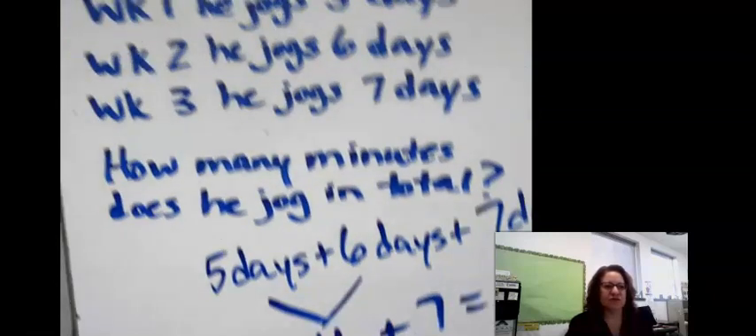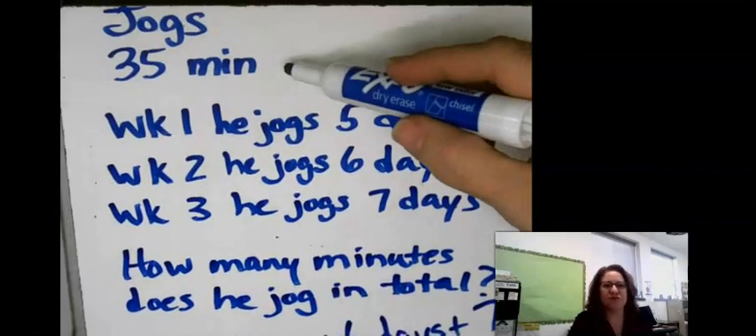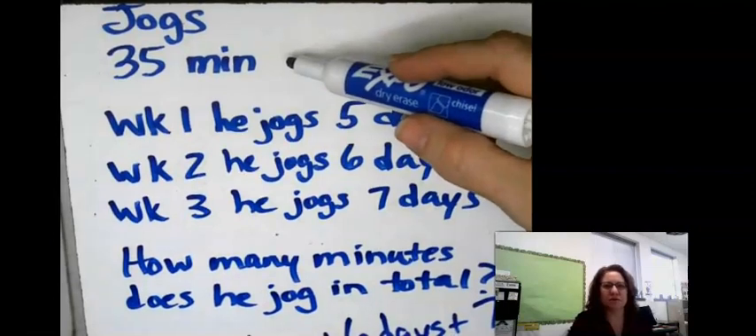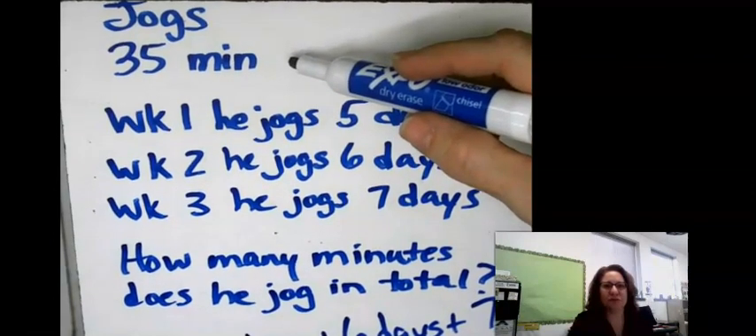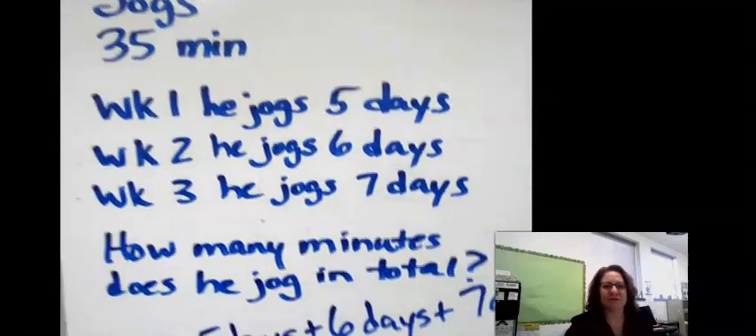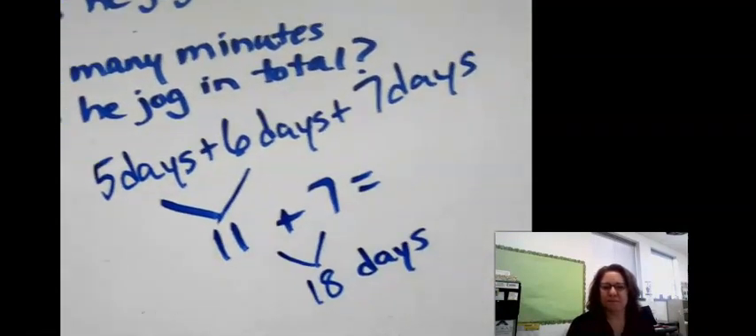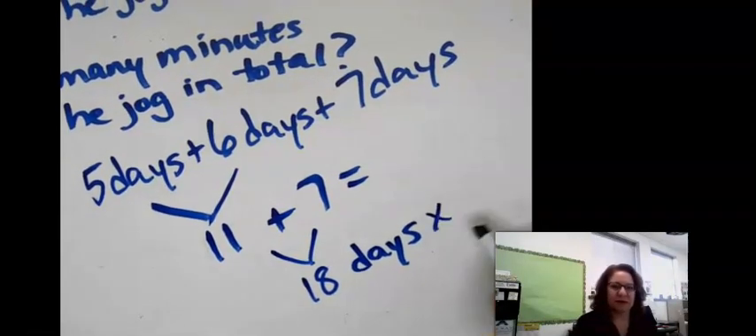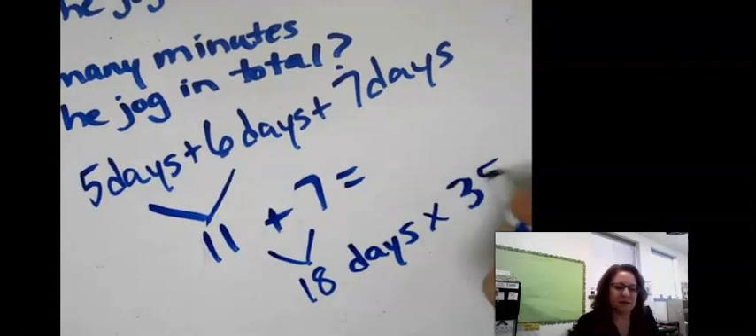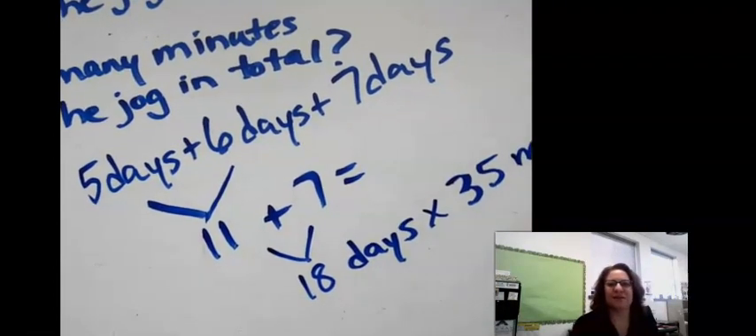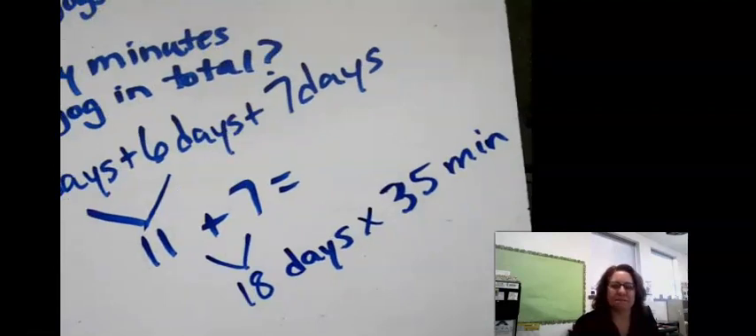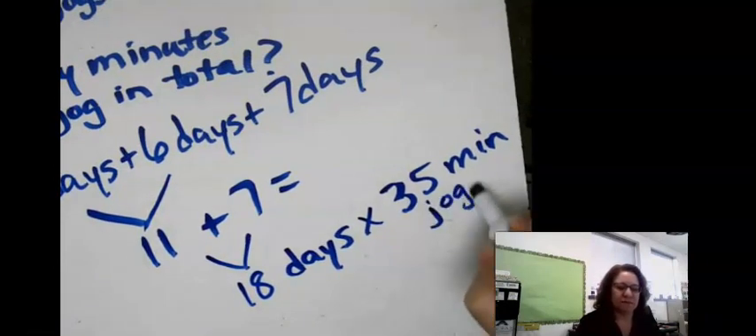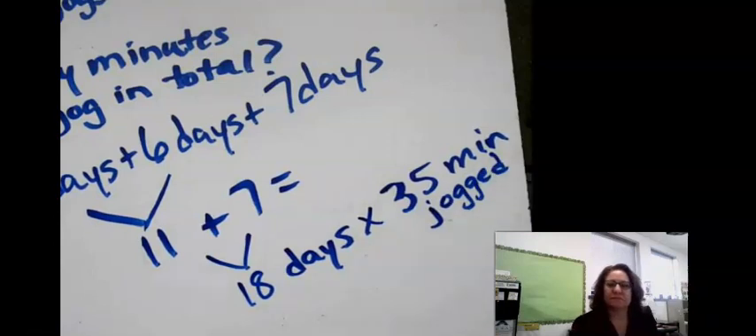Do you remember he jogged 35 minutes each day that he jogged? So now we're going to have to add, subtract, multiply, or divide. Right, we're going to have to multiply the number of days times the number of minutes jogged each of those days. Okay? And they told us don't forget to estimate.